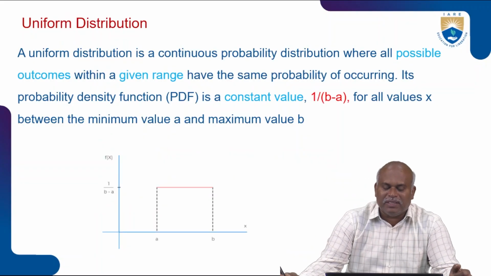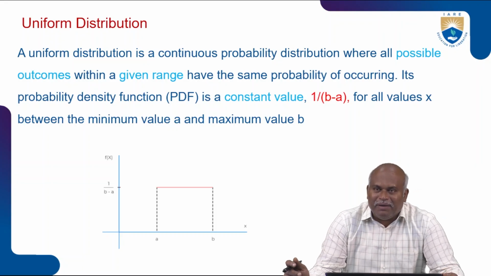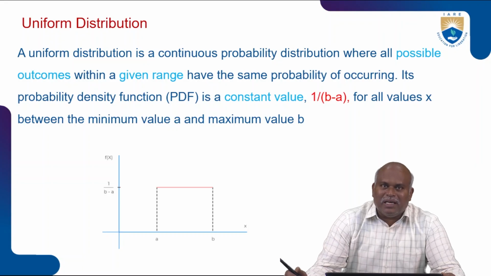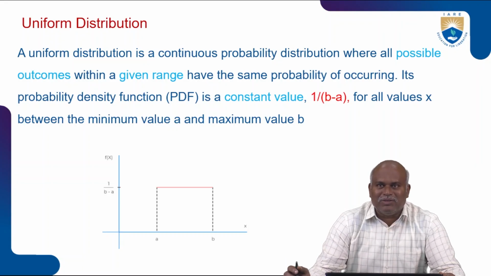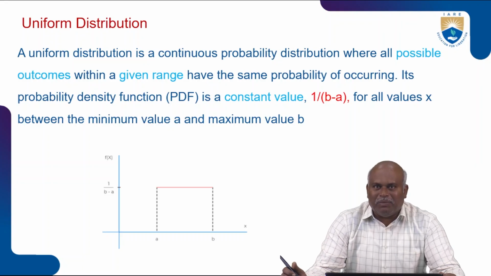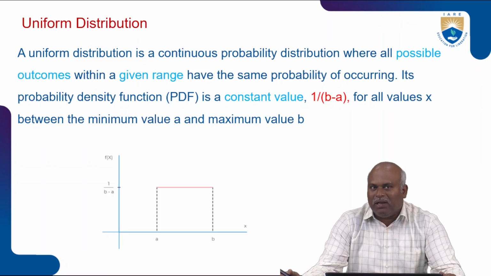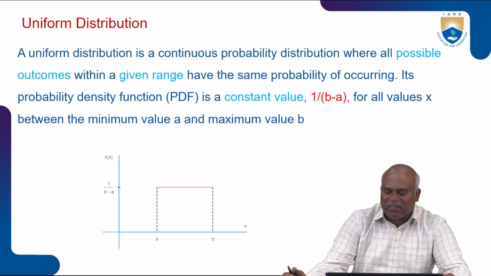The uniform distribution is uniformly distributed over a certain range of interval. The uniform distribution is a continuous probability distribution where all possible outcomes within a given range have the same probability of occurring. The probability density function is 1 by b minus a, for all values of x between the minimum and the maximum.